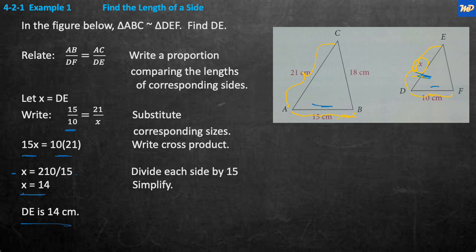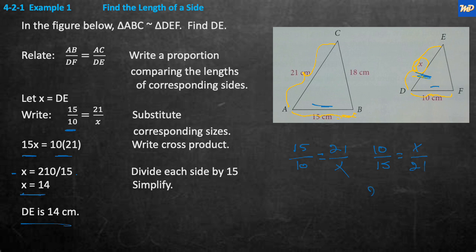So DE is 14. So again, all we did is we said that we had the relationship 15 is to 10 as 21 is to X. That's the relationship. And I'll show you something else. You could have written it 10 is to 15 as X is to 21. Same difference. But you wouldn't have had to move the X anymore.